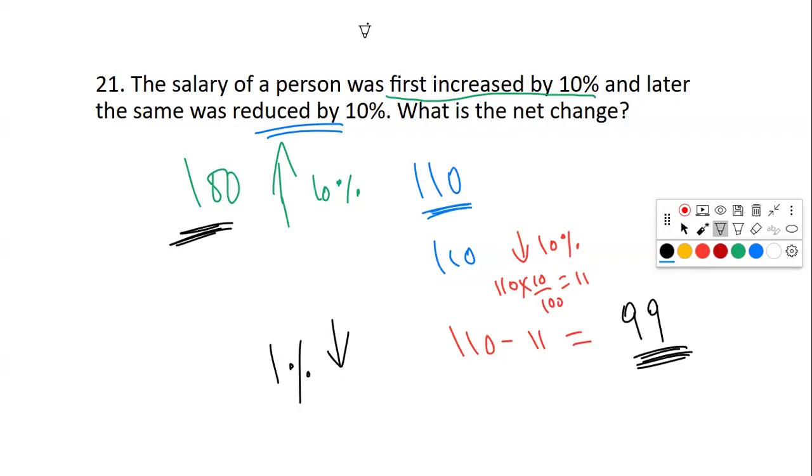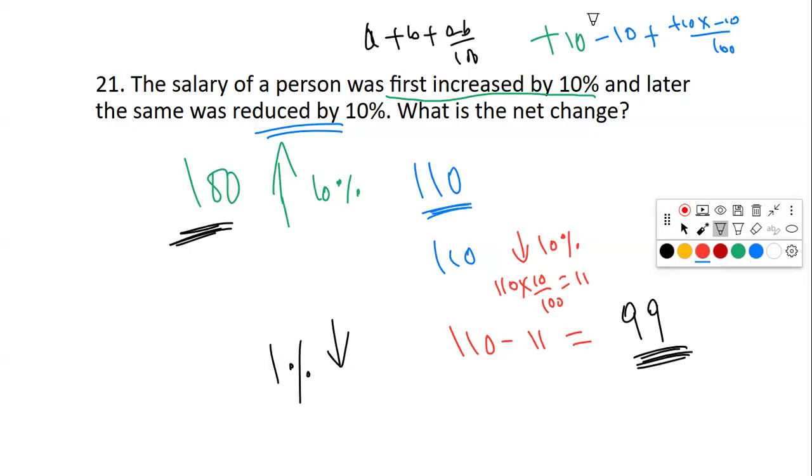If you are using the formula A plus B plus AB by 100, wherever increase is there, you put a positive sign, say plus 10. Decrease is minus 10. Increase plus 10%, decrease minus. AB is also there, that is plus 10 into minus 10 by 100. Wherever increase, plus. Wherever decrease, minus.